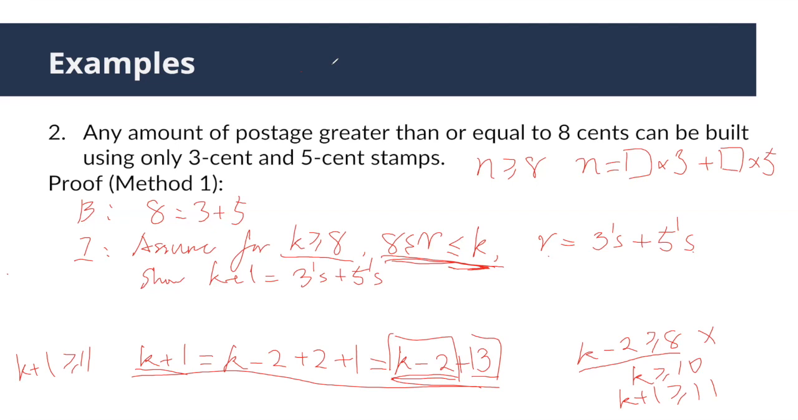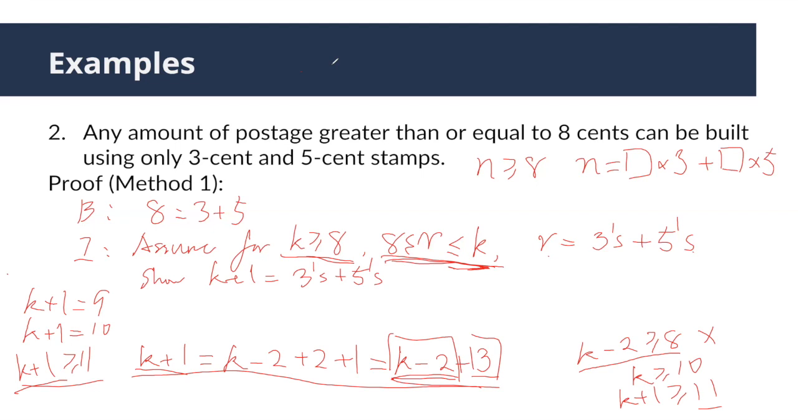However, if we do so, there'll be a gap between 8 and 11, which are the integers that we haven't proved can be represented by the summation of 3s and 5s. So in order to fill this gap, we're going to use one of the basic proof techniques learned previously, proof by cases. So we divide the values of k plus 1 into 3 cases. One is k plus 1 is equal to 9. A second one is k plus 1 is equal to 10. Then third case is k plus 1 is greater than or equal to 11.